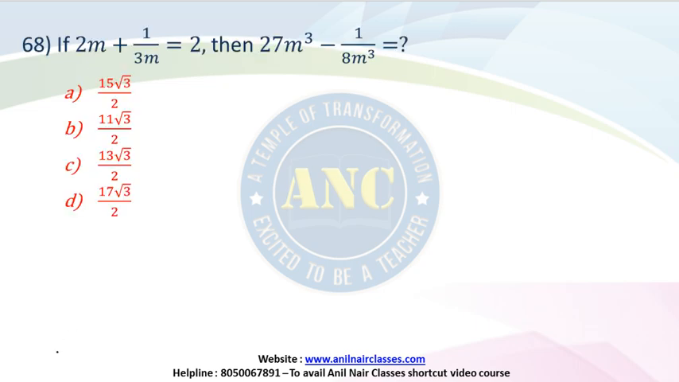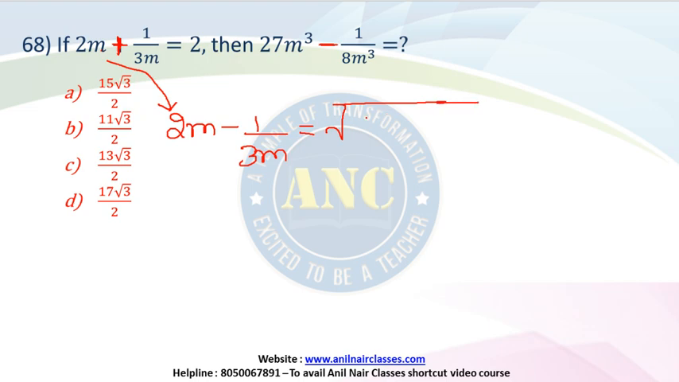Question 68. Similar to my 67 question, I want you people to practice and learn. That is the reason I am taking another extra question. Now see here. In the then condition I have minus. In the if condition I have plus. First duty is to convert this plus to minus. That means x plus 1 by x is equal to k. Then x minus 1 by x is equal to plus or minus square root of k square minus 4. K square is nothing but 2 square minus 4.